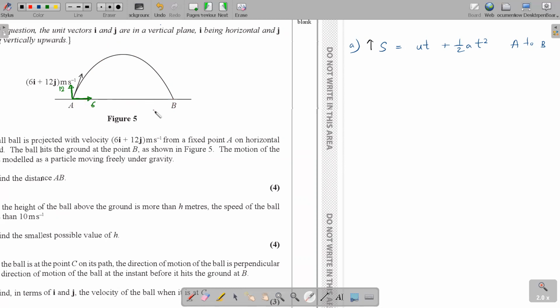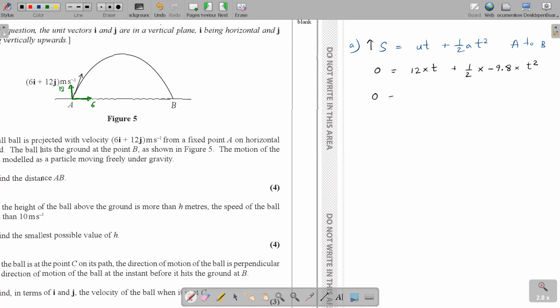There is a horizontal displacement, which is what they are asking us. So I'm applying the equation vertically. A to B, vertical displacement is 0. Vertically, it has not displaced itself, it's at the same level as it started. So u is the initial velocity, moving up. Initially, you can see the vertical component is 12. Then t is the time taken for the journey from A to B, which is what I'm interested in finding, plus half into acceleration due to gravity. I'm applying the equation upwards, therefore g should be negative 9.8, since g is downwards. Negative 9.8 into t squared.